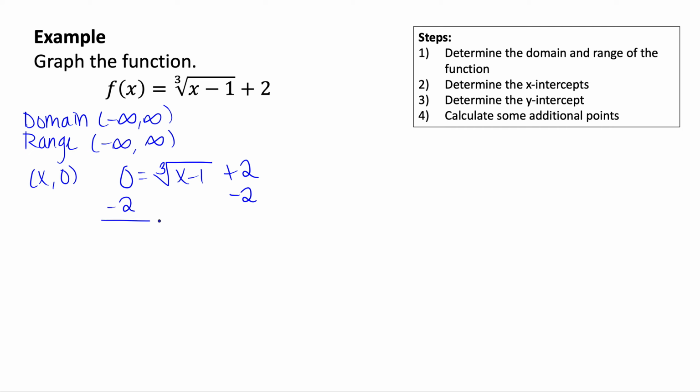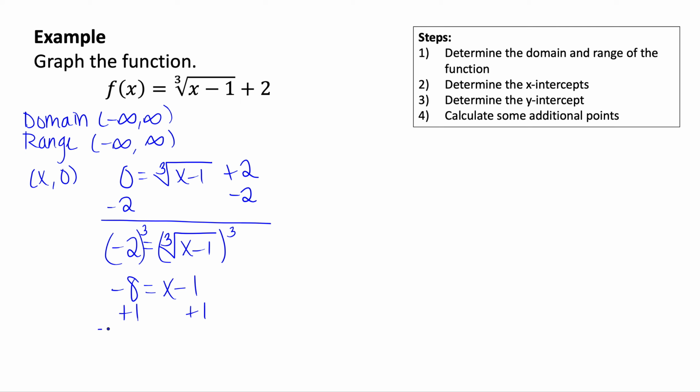Subtract 2 from both sides. So I have negative 2 equals the cube root of x minus 1. I'm going to undo that cube root by raising both sides to the third power. That gives me negative 8 equals x minus 1. Now I need to solve for x, and I'm going to do that by adding 1 to both sides. When I add 1 to both sides, I get negative 7 equals x. So that means that I have an x-intercept at (-7, 0).